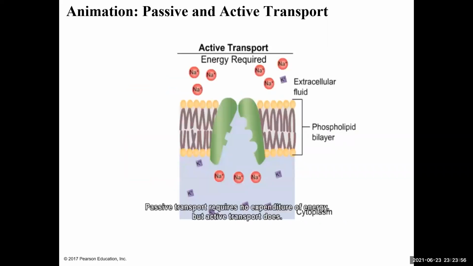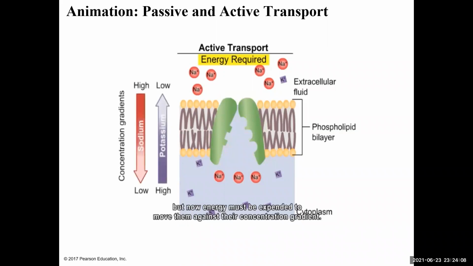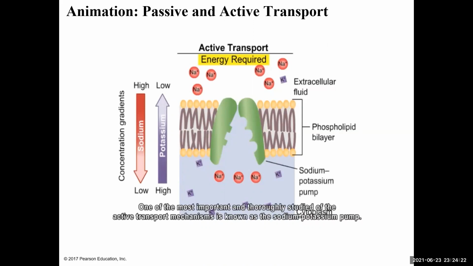Passive transport requires no expenditure of energy, but active transport does. In active transport, molecules again move through a transport protein, but now energy must be expended to move them against their concentration gradient. A cell moves solutes against their concentration gradients by using pumps. One of the most important and thoroughly studied of the active transport mechanisms is known as the sodium-potassium pump. It works in the following way.